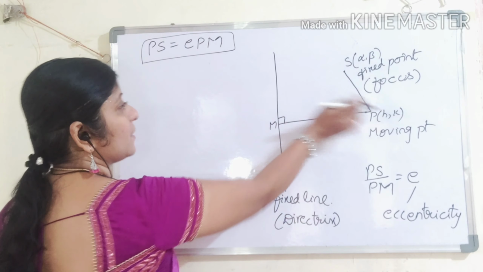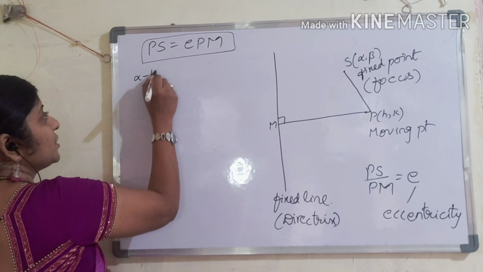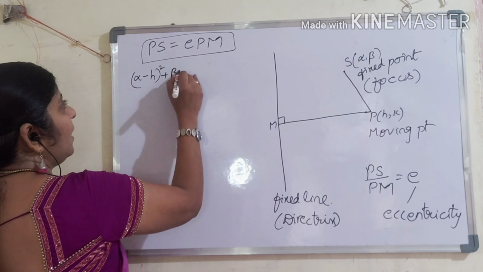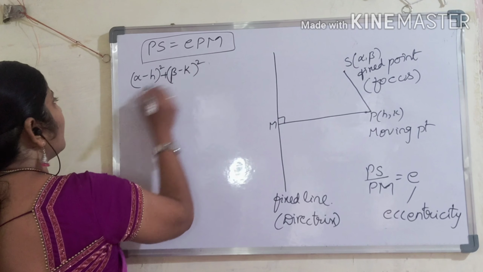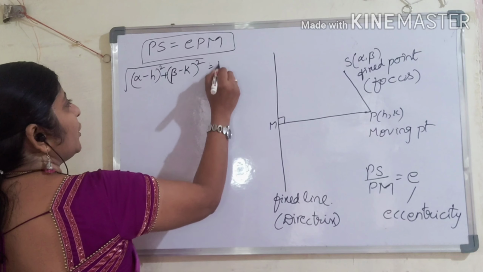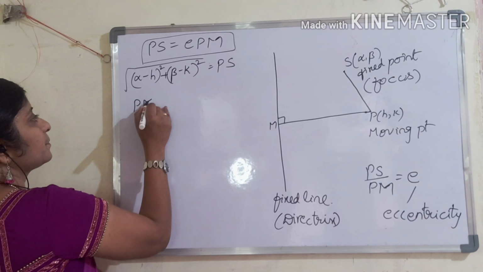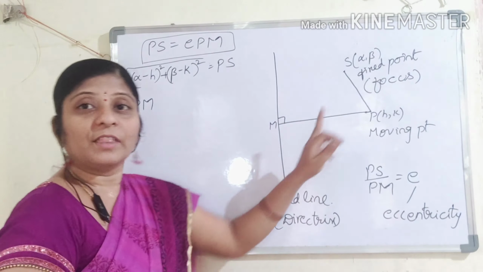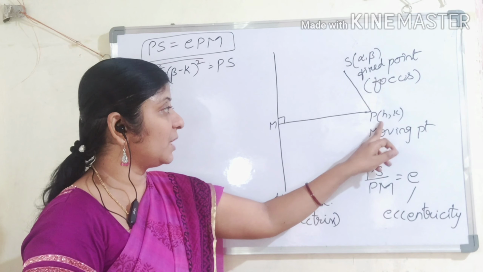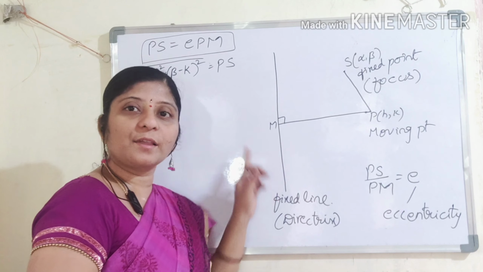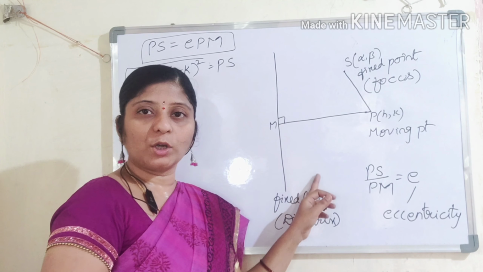Distance between P and S: square root of (alpha minus h) whole square plus (beta minus k) whole square is equal to e times PM. PM means the perpendicular distance from this point to the straight line. Let this straight line be ax plus by plus c is equal to 0.